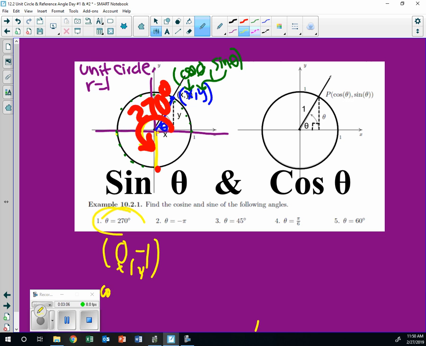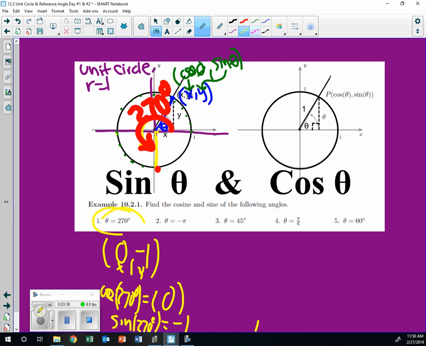What's the cosine of 270 then? Is it the 0 or negative 1 for cosine? Cosine is the x, so 0, yeah. So that'll be 0. And then the sine of 270 is just going to be the y part, negative 1. And there you have it. Let's try some other ones.